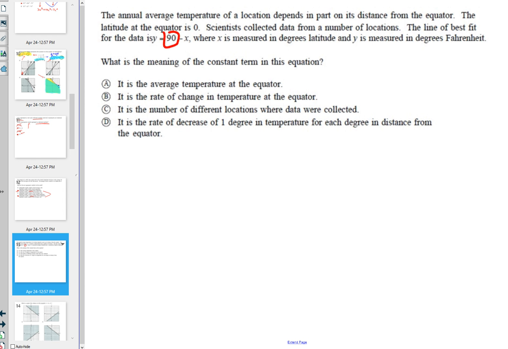They gave us a line of best fit. So what type of function is that? When I say 90 minus x, what type of polynomial is that? It's linear. So what is the 90 taking the place of? The 90 is the y-intercept. Constant is the y-intercept. So we need to know that on any function, even if it wasn't linear, a y-intercept is what happens when x is 0.